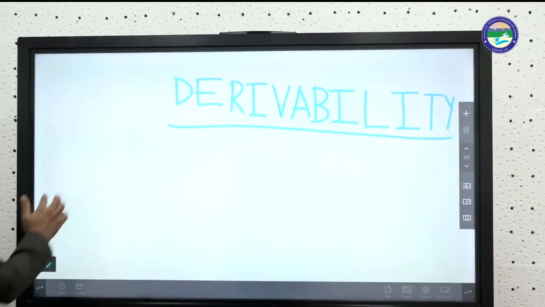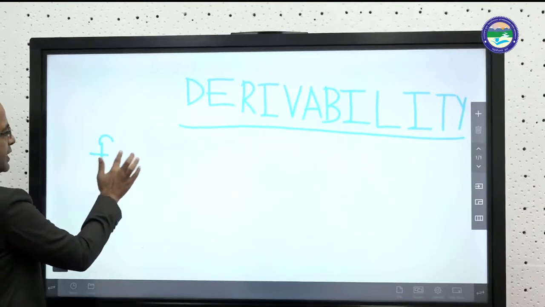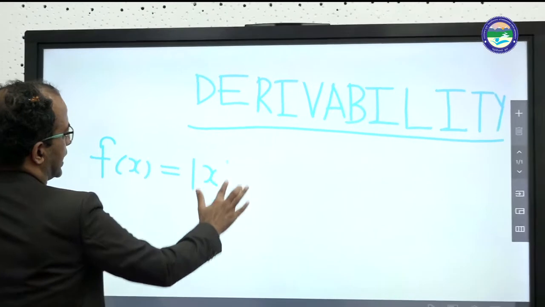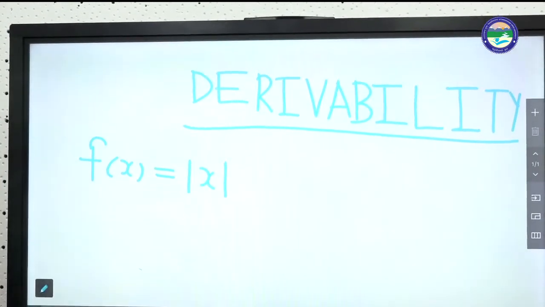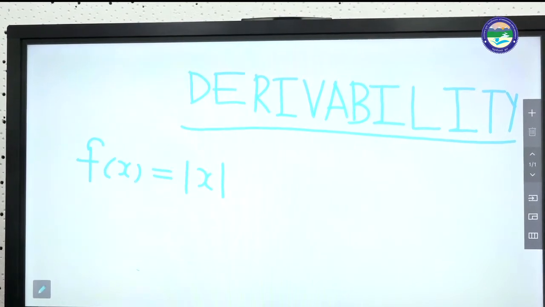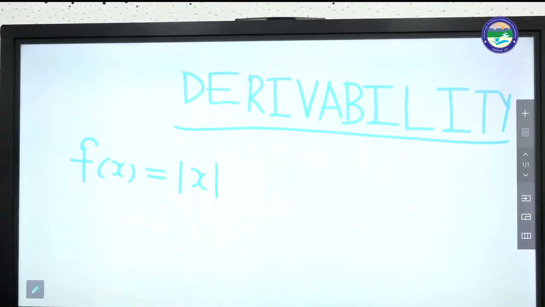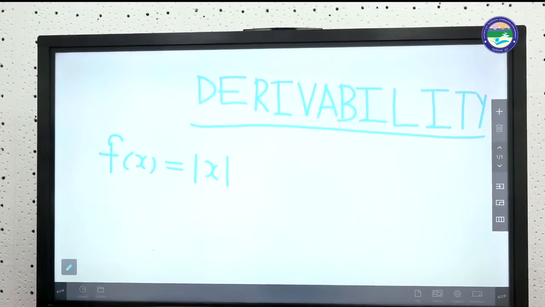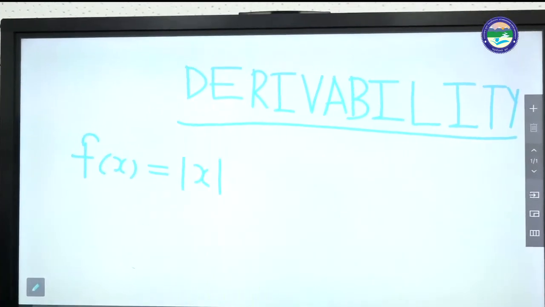Some examples: f(x) equal to mod x. It is a very interesting example. It is continuous at the origin, but it is not differentiable or derivable at x equal to 0. It can be proved easily.